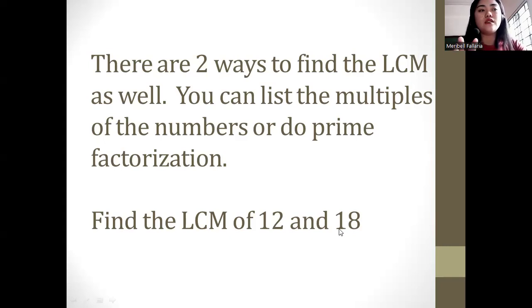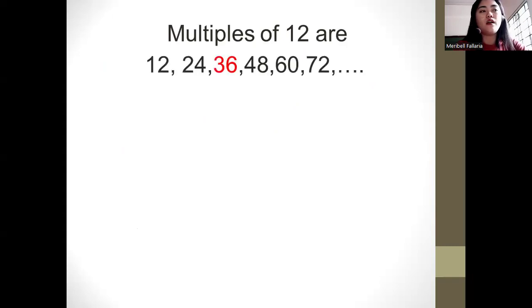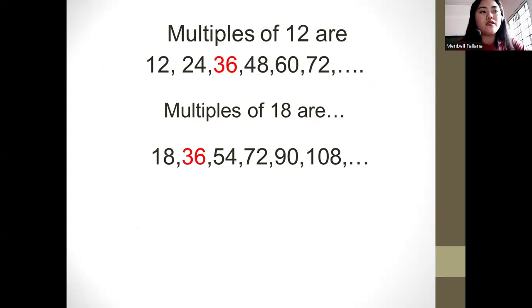When we say least, this is the lowest, okay? Remember, if we say least, this is the lowest. If we say greatest, this is the highest, okay? Kanina din sa GCF, we find the greatest. But now in LCM, we're going to find the least. Mababa. Let's have multiples of 12 muna. We have 12, 24, 36, 48, 60, 72, and so on. Next naman, we have multiples of 18. We have 18, 36, 54, 72, 90, and 100.